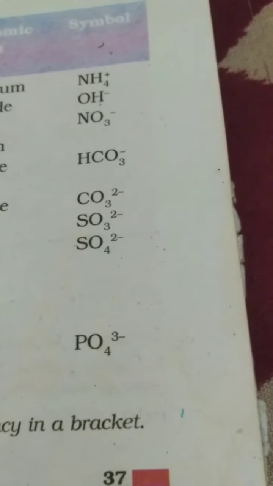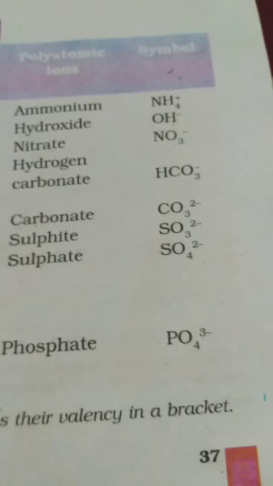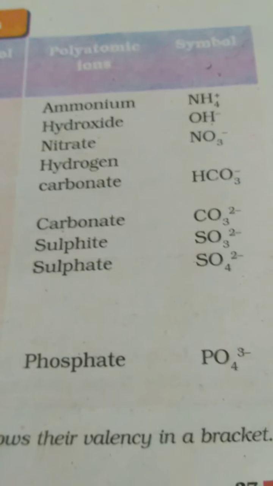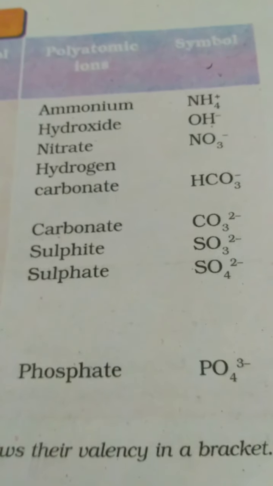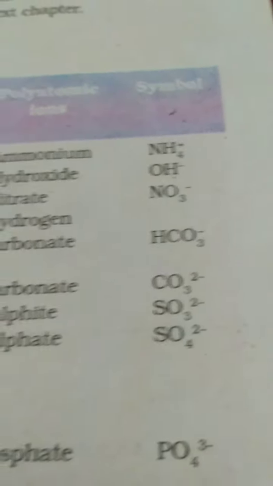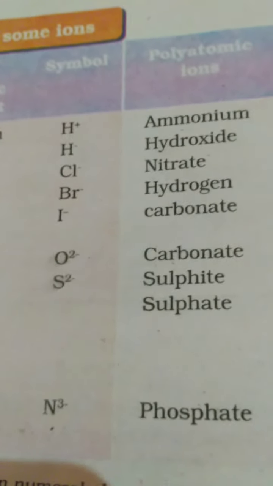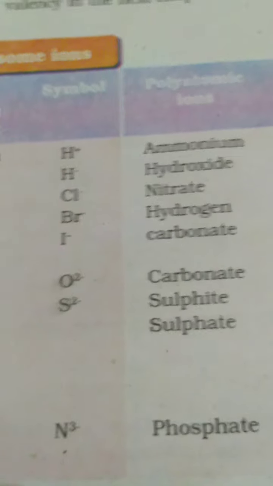These are the negative radicals, or polyatomic anions you can also say, but it will be right to say radicals in the case of polyatomic ions. So these are the cations, these are the anions, and these are the polyatomic ions. This will come in great use when I start telling you how to write the chemical formula. So get ready to learn that.